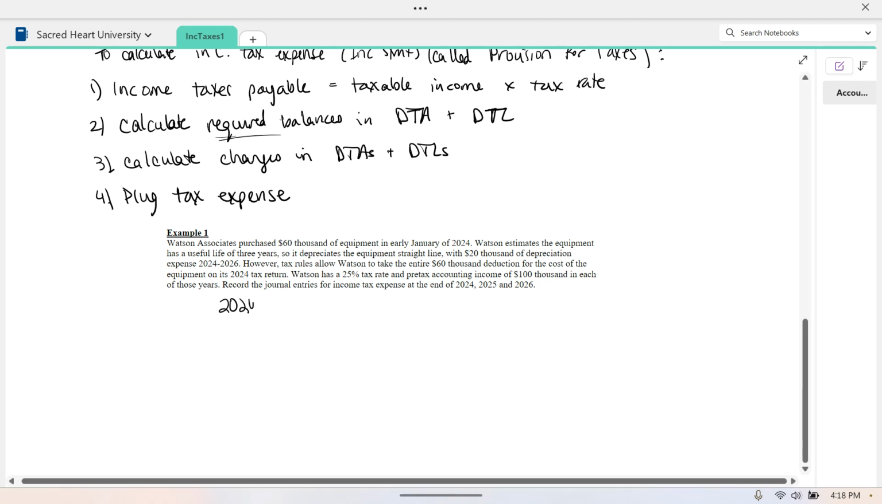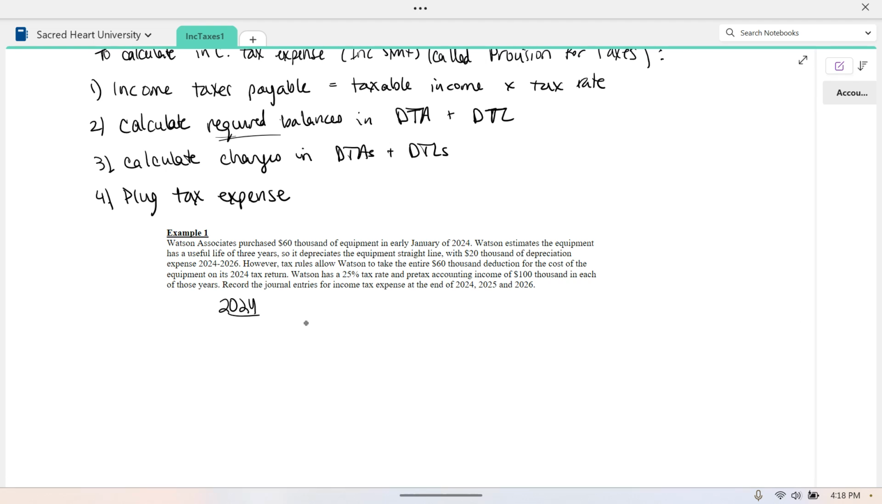What we're trying to do is not simply jump right into the journal entry for the income tax expense, but try to understand why the deferred tax liability is going to be what it will be and how it will change over the period.